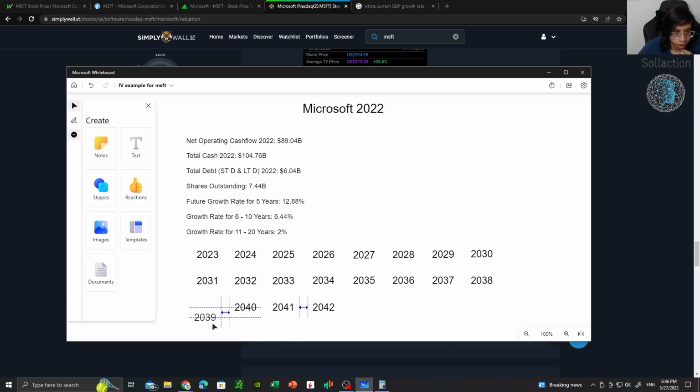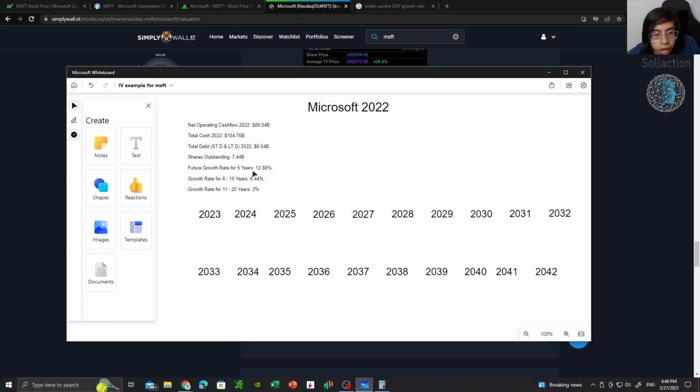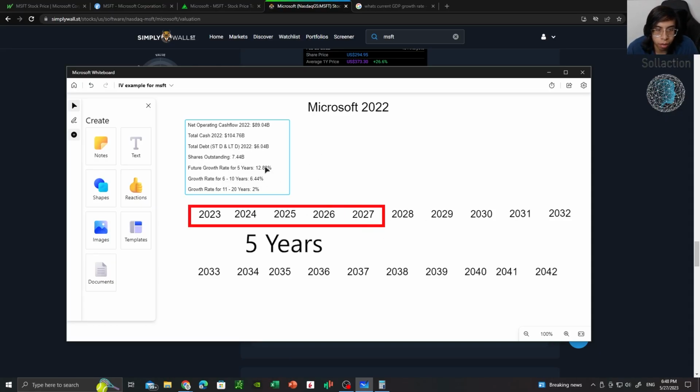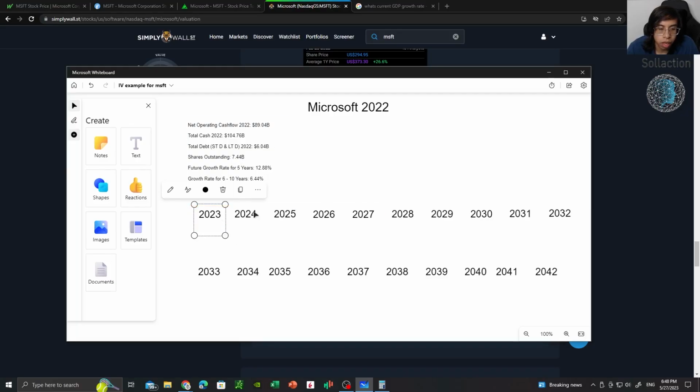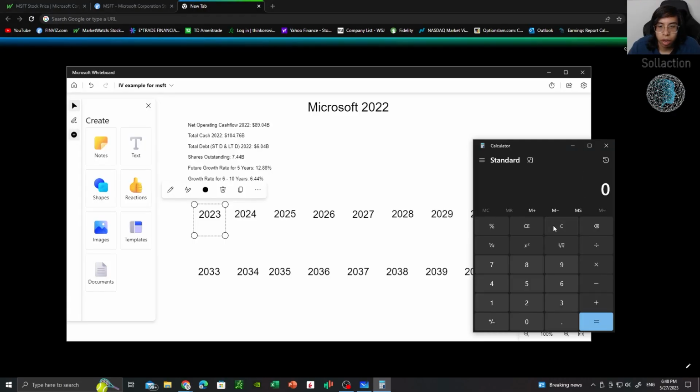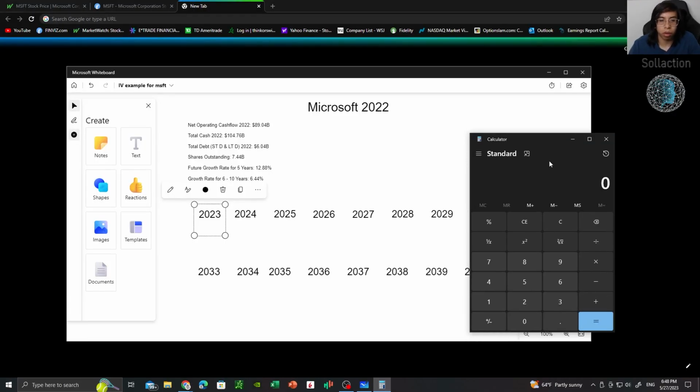A lot of numbers. What we're going to basically do is this. We already know that it's going to grow from year 1, 2, 3, 4, 5 until 2027 by 12.8%. So what we'll do is, what's the 12.8% going to be calculated by? The operating cash flow. That's what it's going to make consistently. So what we're going to do is we'll get the calculator.